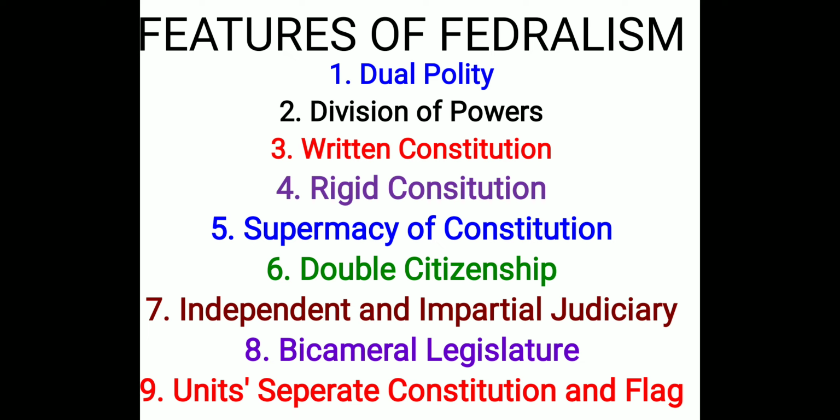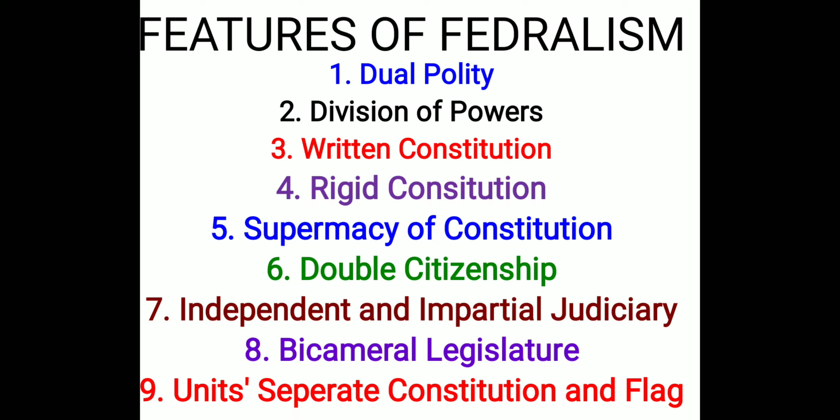Number three, a federal form of government has a written constitution. It means we cannot imagine a federal form of government where there is no written constitution, because it is the written constitution which makes arrangement for the division of powers. Division of powers is a written division, not an oral division. So whether it is USA or India or Australia or Canada, all federal forms of government have a written constitution.